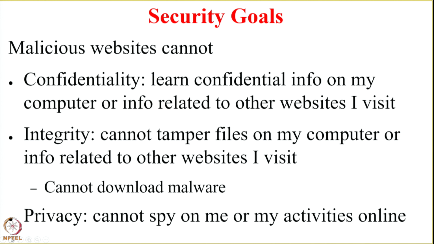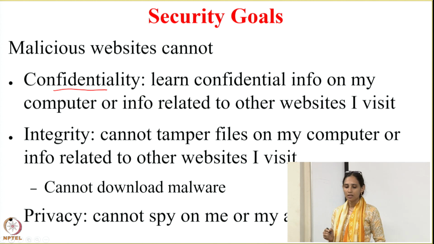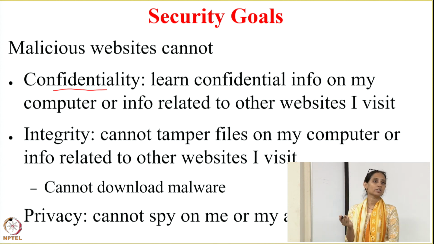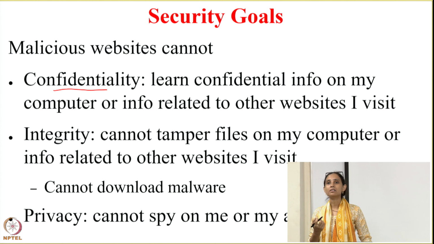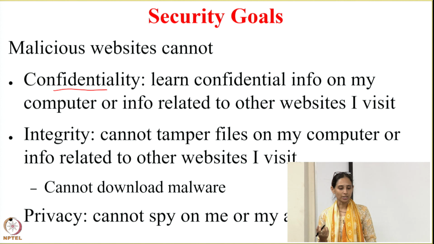So the CIA you are going to see everywhere. We have seen confidentiality, integrity, availability earlier. The same goals apply even when we cover web security. So basically the meanings here will be slightly different. For example, when we talk about confidentiality, as you are browsing the web, your computer has certain information. Suppose you accidentally happen to land on a malicious website, you don't want that malicious website to gather some information that is sitting on your computer. That will be a violation of confidentiality.